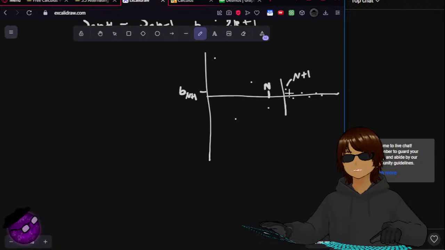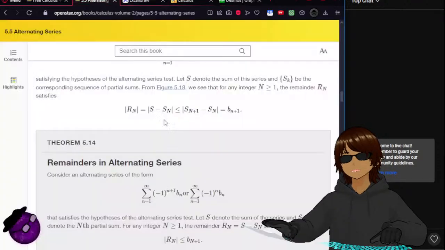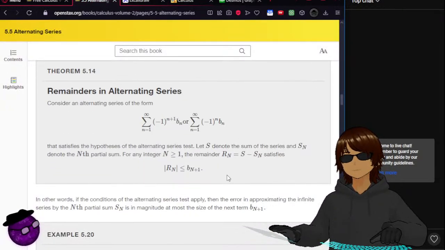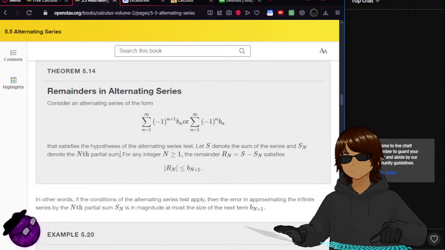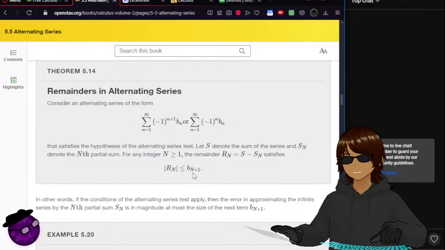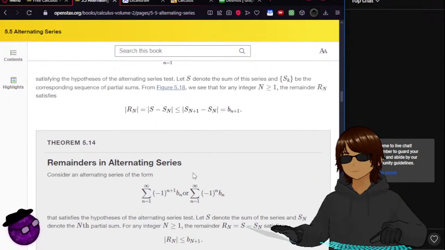That's what I don't understand. Why would the remainder sum be equal to b(n+1)? This makes more sense: the absolute value of the remainder of the sum is less than b(n+1). The remainder of the sum starts with b(n+1), right?